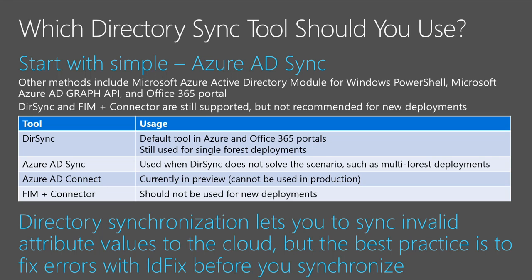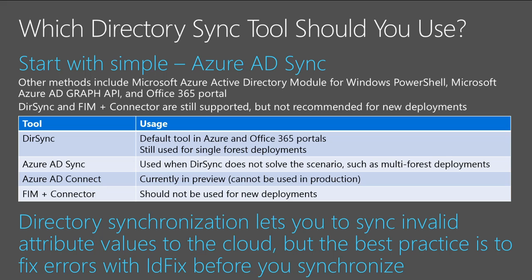There are other methods, though. You've got the Active Directory module for PowerShell. You've got the Azure AD Graph API. And the Office 365 portal itself. But really, ideally, if you're not using DirSync, the next tool you would choose, because you've got a more complex environment or you've got a scenario that DirSync doesn't solve, should be the Azure AD Sync. But now, having said that, Azure AD Sync is being phased out in favor of Azure AD Connect. However, Azure AD Connect is only in preview right now and therefore cannot be used in your production environments.